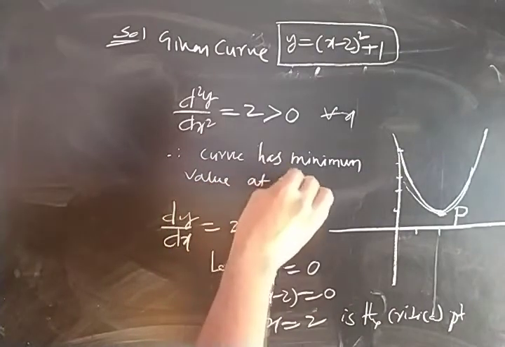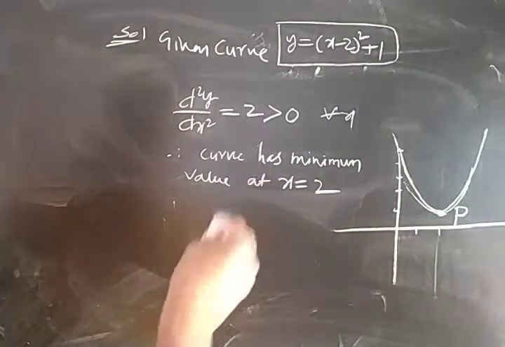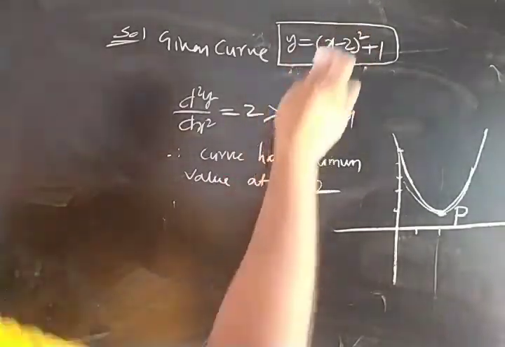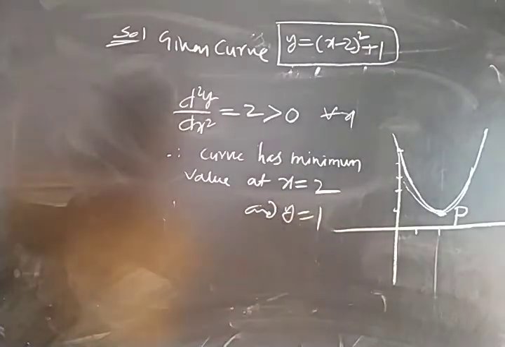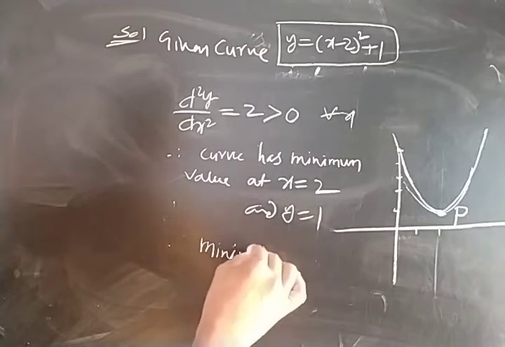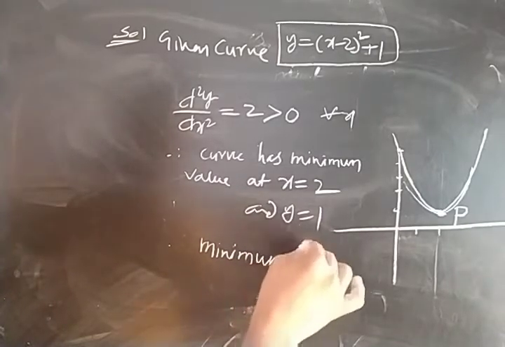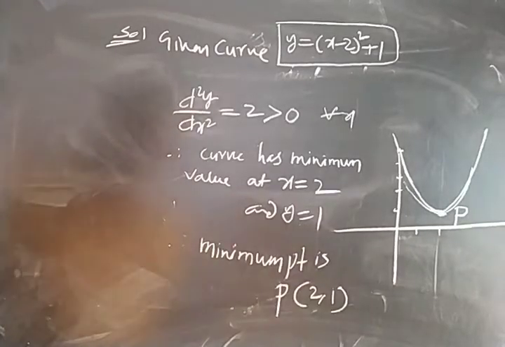At x equal to 2, if I put x equal to 2 in the equation, 2 minus 2 is 0, so y will be 1. So the minimum point is P, which is (2, 1).